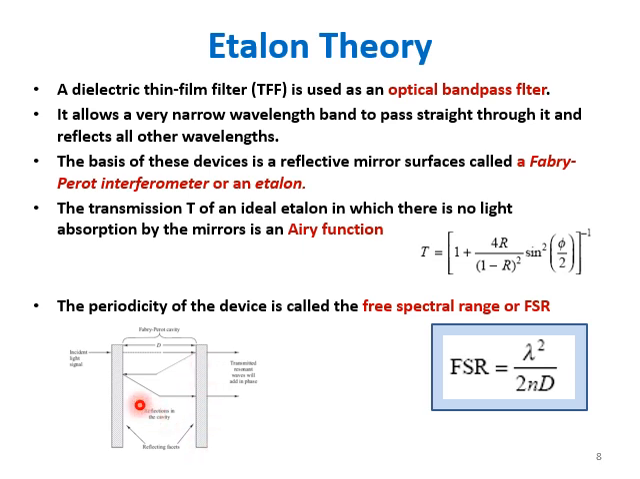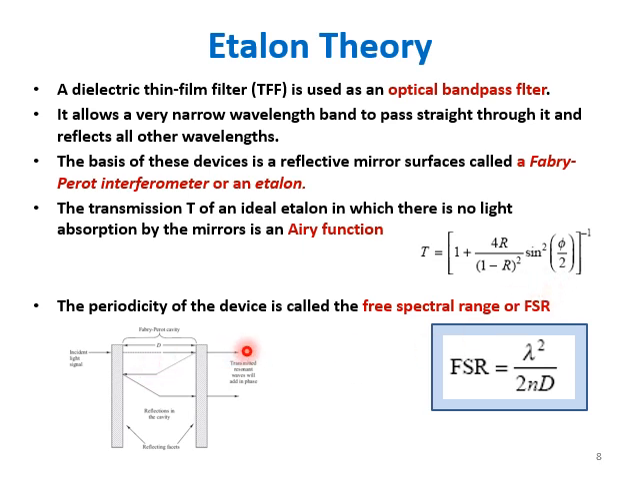The condition required is that no light is absorbed by these mirrors, because it needs to have a certain Airy function. In terms of transmission T, we can say it is the inverse of 1 plus 4r by (1 minus r) whole squared, times sine squared of phi by 2, where r is the reflectivity of the mirror and phi is the round trip phase change of the light beam. Of course, there should be some dependence on the particular wavelength.